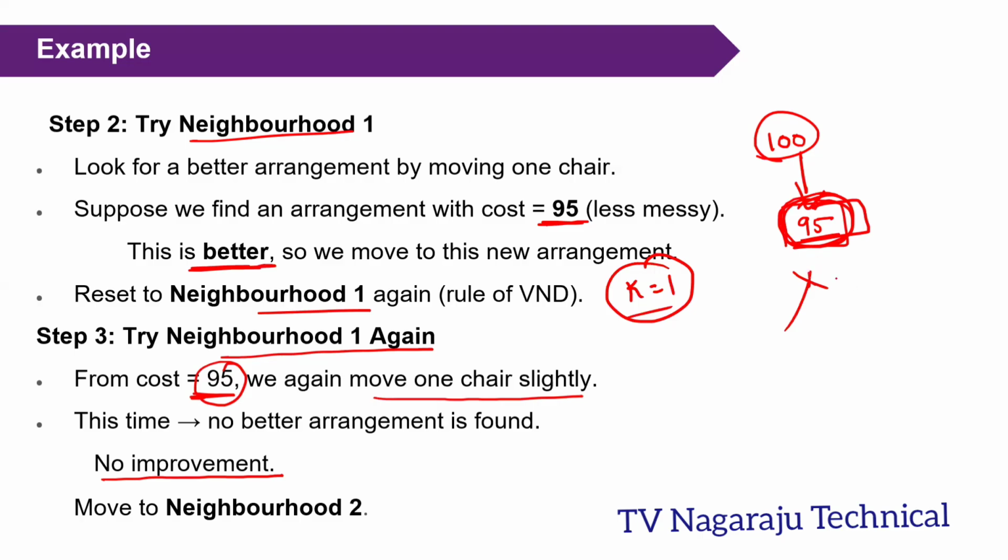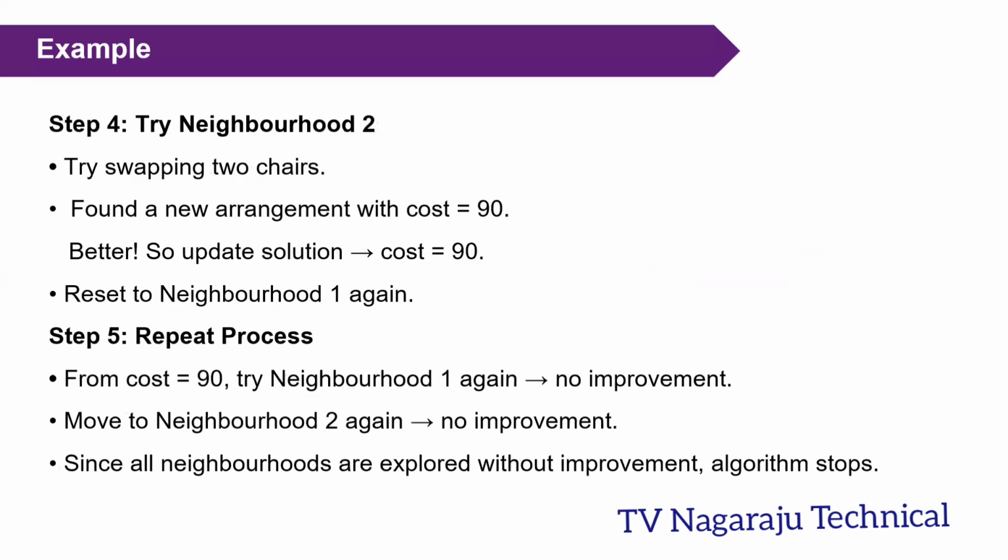Now, what happens? If there is no improvement, then the else block: k is equal to k plus 1. Now, I am moving to the next neighborhood. In the next neighborhood, what is the concept? Swapping of two chairs, whatever it is inside, that is not a problem. Here, for your convenience, I am taking some values. Here, the cost is equal to 90. Here, you are getting the better solution.